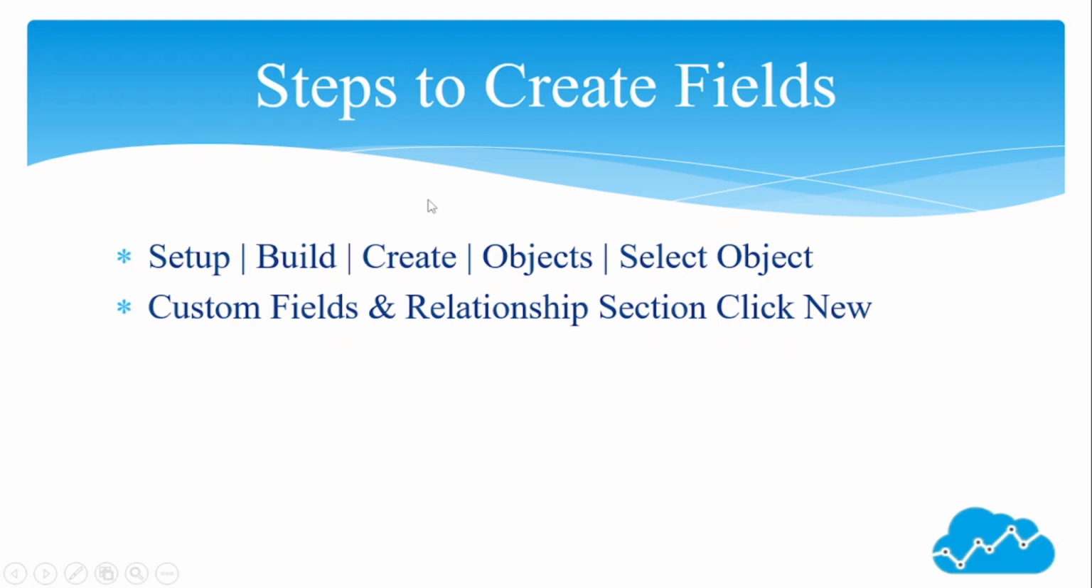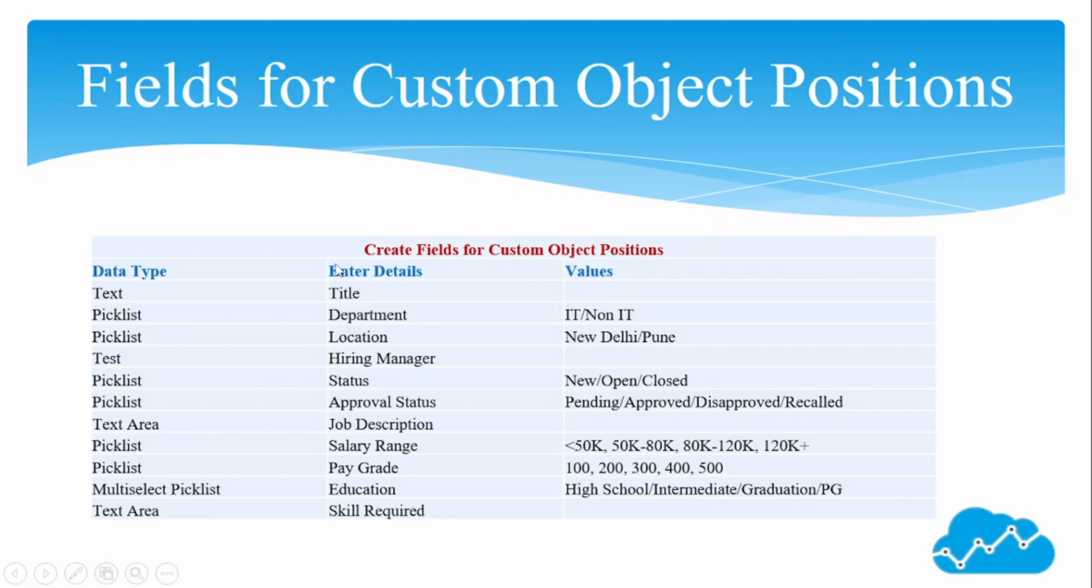Steps to create fields. How we are creating the fields: Setup, Build, Create, Objects, select the object. There would be a section named Custom Fields and Relationships. We have to click on New. So, fields for the custom object Positions. Here is the description of the Positions custom object, what the data type will be for each of the fields that we saw above.